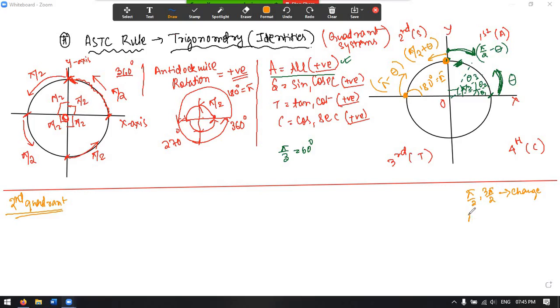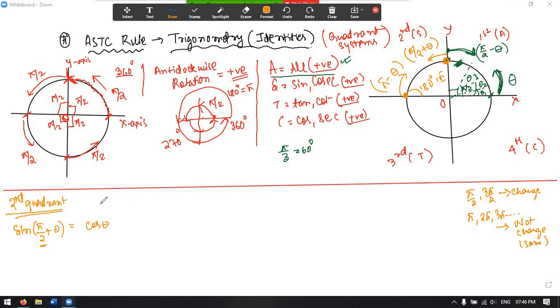Okay, but if we get pi, 2 pi, 3 pi, the nth values of pi, the trigonometric ratios will not change, they will remain the same. Let me quickly give you an example. Let's say I ask you the value of sine of pi by 2 plus theta. Which quadrant is pi by 2 plus theta in? It is in the second quadrant. As we have got pi by 2, it will be cos theta.